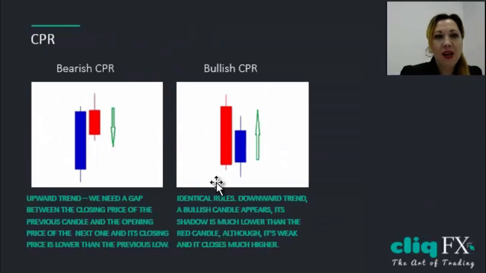Next CPR, it's closing price reversal. I'm going to talk about reversals. And this is a combination of two candles. One is buy, second is sell, or vice versa. In case of bearish CPR, we need some characteristics of the pattern. First, we need a gap between the opening of the previous candle and the closing of the next one, signal one. So it was in the upward movement. So the opening price is here, closing price is here, but the opening price is over there. So we have a little gap.